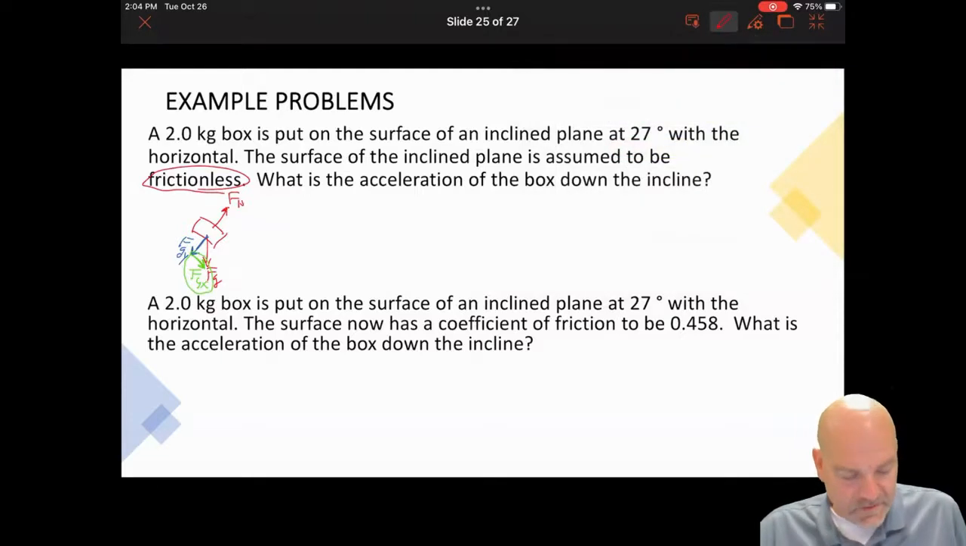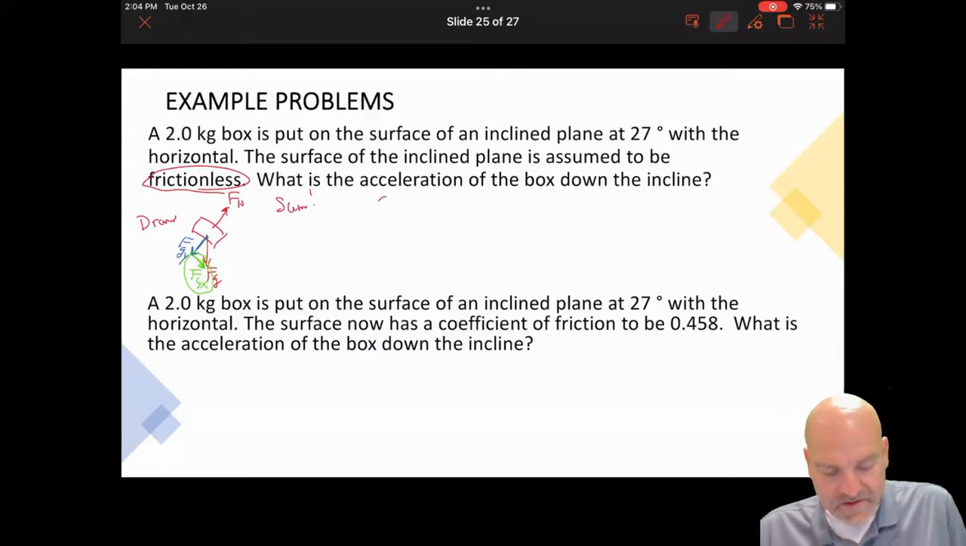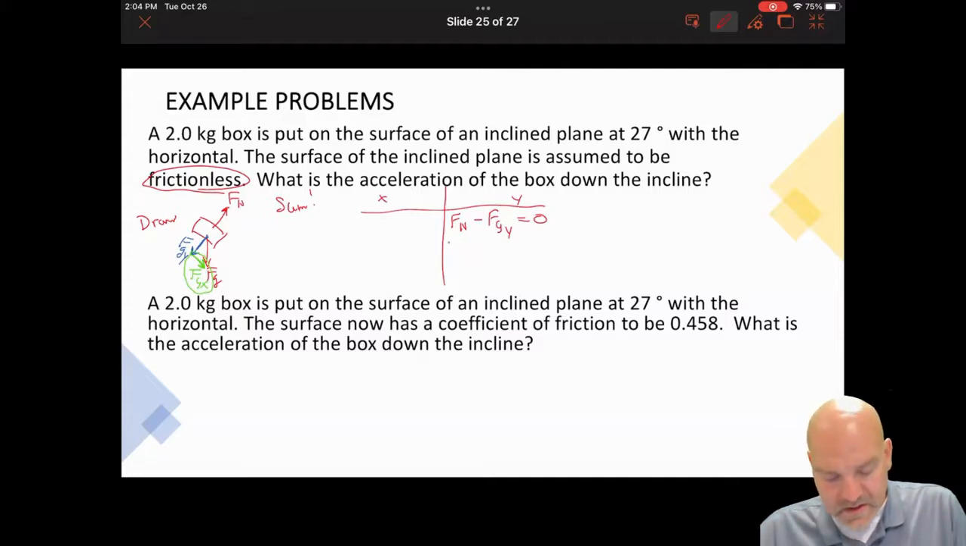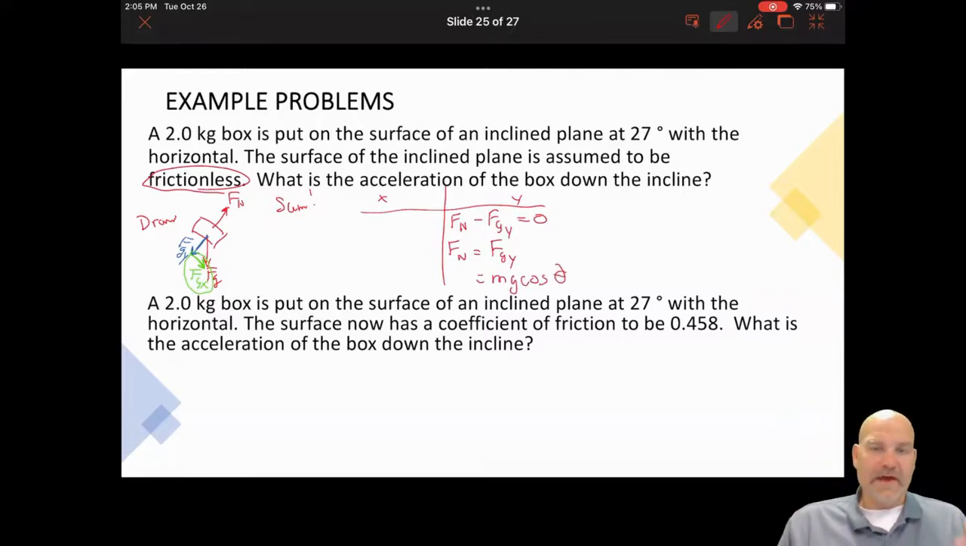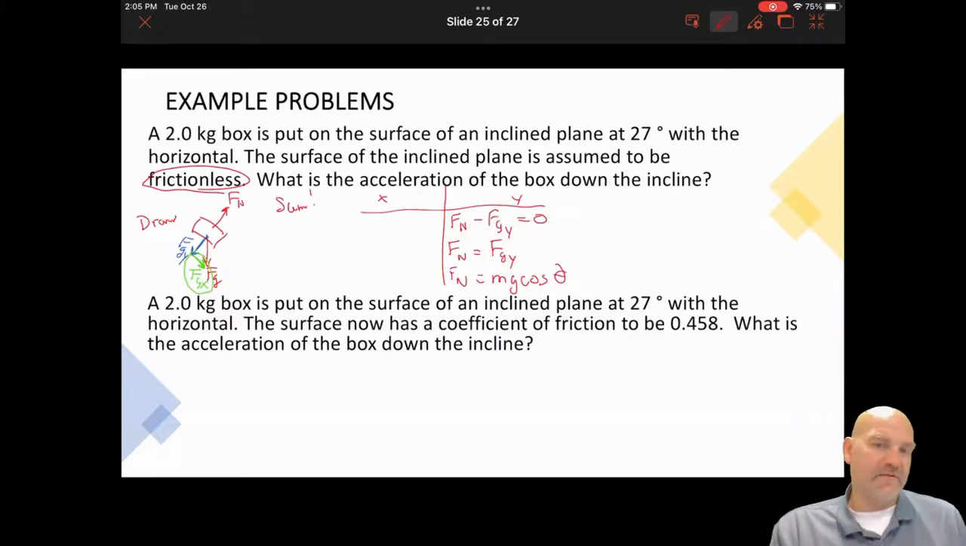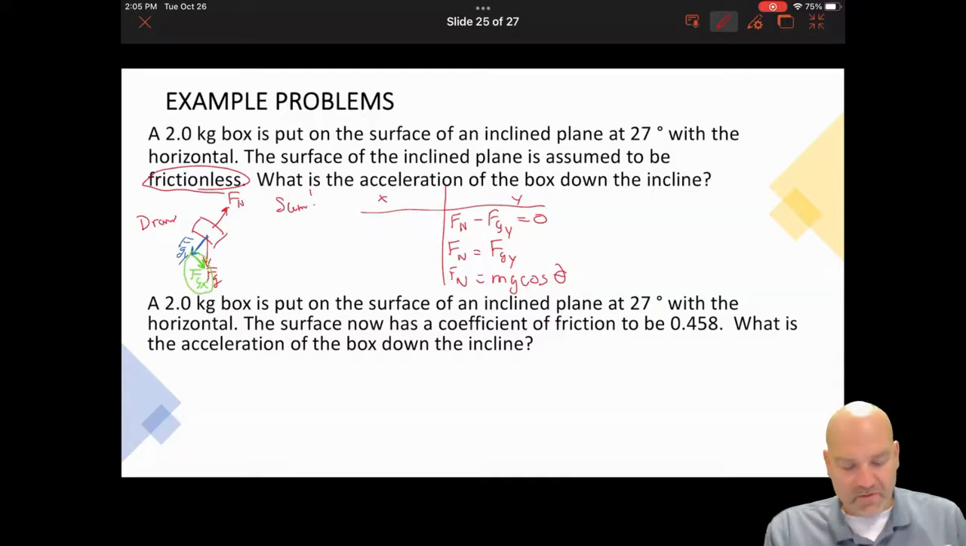Now we do our sum step. So draw, sum, and I'm going to sum in both directions. The sum of the forces in the y direction is equal to 0, because we're not accelerating through the plane. So Fn equals FGY, which equals mg cosine theta. We didn't really need this for the problem, but in the event that we do have friction, we would need the normal force.